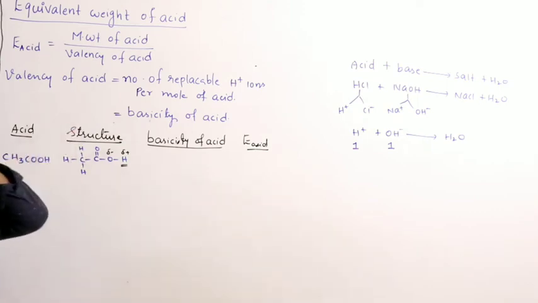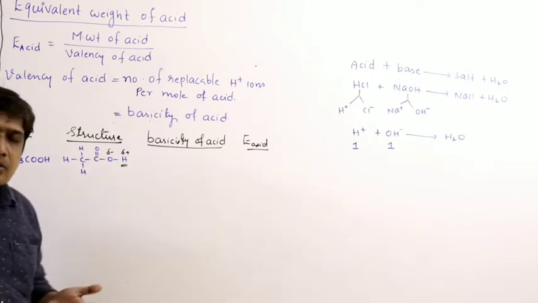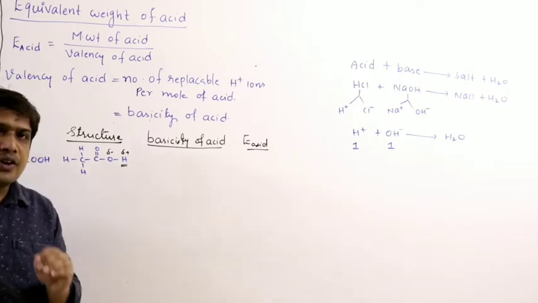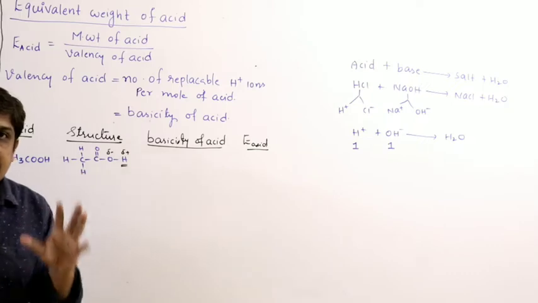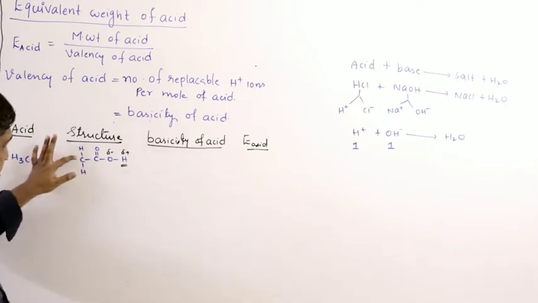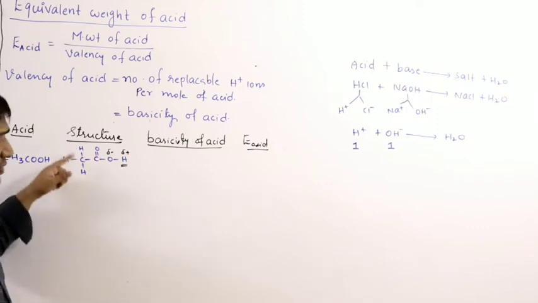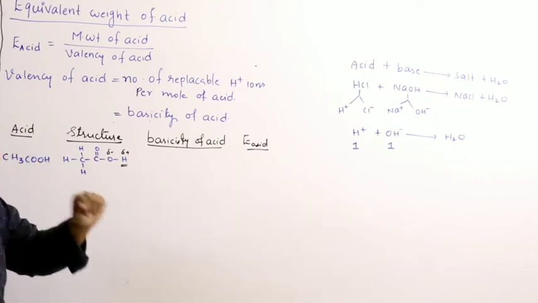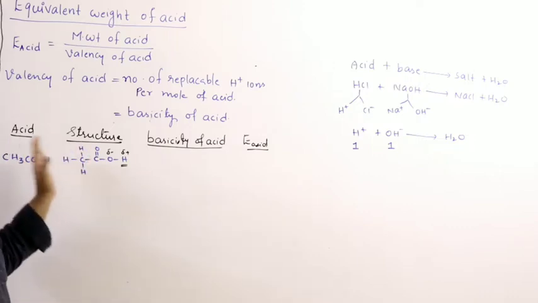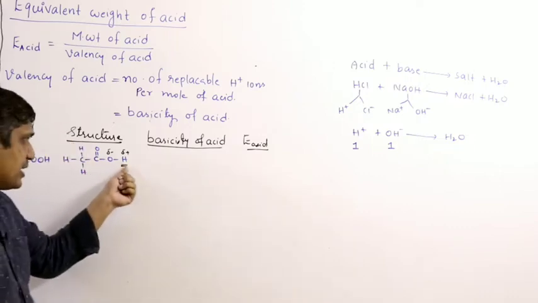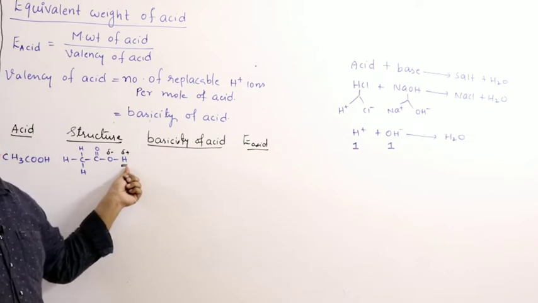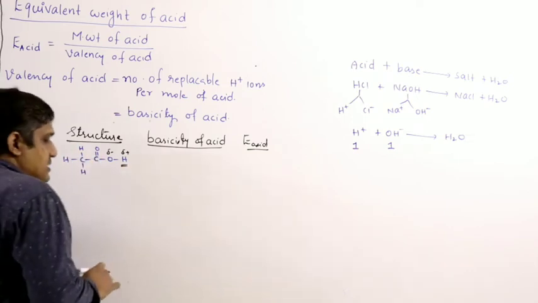Although there are 4 hydrogens, all are not acidic because these hydrogens are bonded to carbon. The carbon hydrogen bond is non-polar. The electronegativity difference between carbon and hydrogen is negligible. So the bonded electrons here, here and here are equally shared, because of which neither of them will get any partial positive charge or partial negative charge. So we cannot remove these hydrogens as H plus, but this hydrogen can be removed as H plus. So it is a monobasic acid.